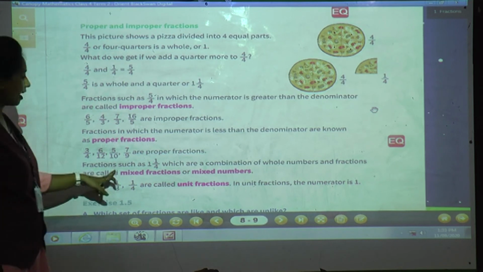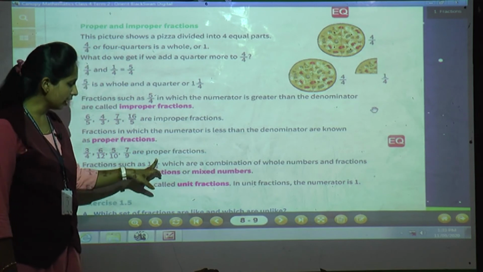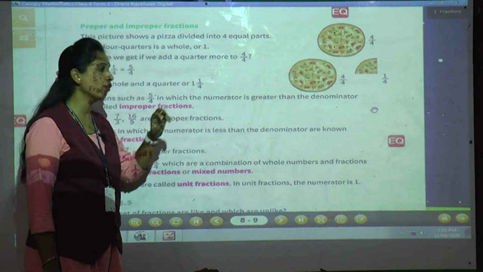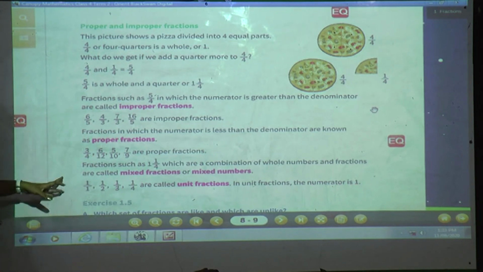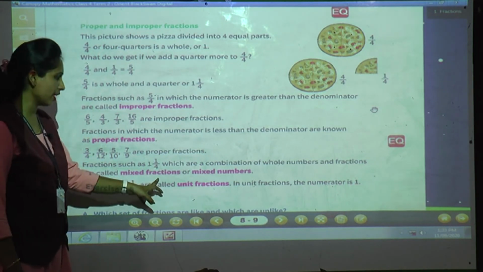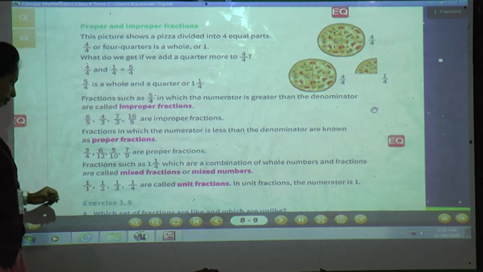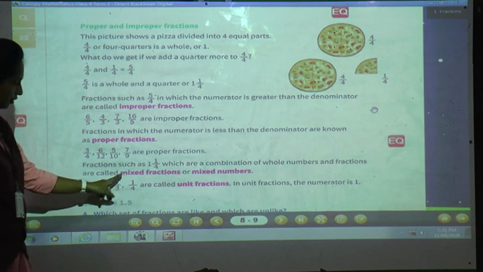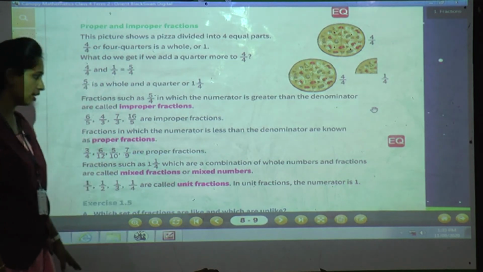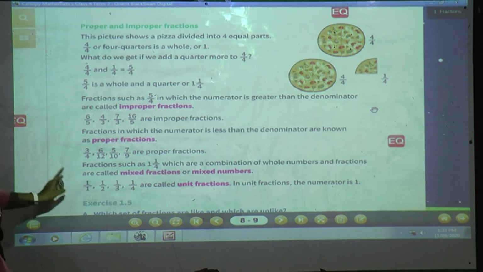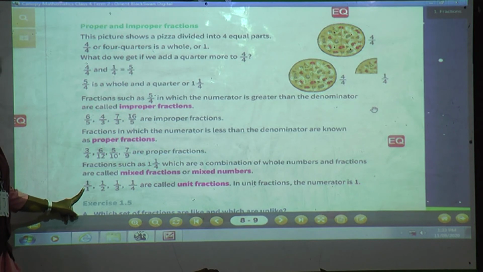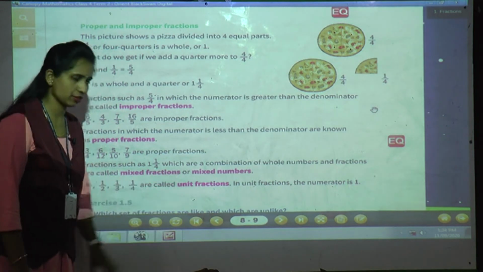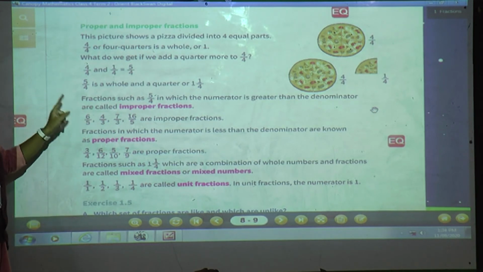Mixed fractions. Fractions such as 1 whole and 1/4, which are a combination of a whole number and a fraction, are called mixed fractions or mixed numbers. 1/1, 1/2, 1/3, 1/4 are called unit fractions. In unit fractions, the numerator is always 1. So when 1 is in the numerator place, they are called unit fractions. Understood about proper, improper, mixed and unit? Clear? Yes, very good.